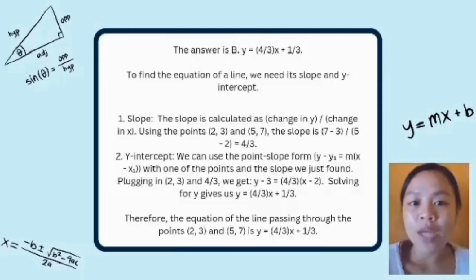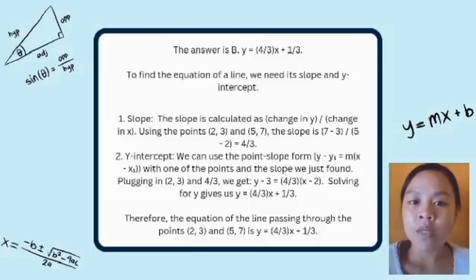To find the equation of a line, we need its slope and y-intercept. So for slope, the slope is calculated as change in y divided by change in x, using the points (2, 3) and (5, 7). The slope is 7 minus 3 divided by 5 minus 2. So we have 4/3. For y-intercept, we can use the point-slope form.